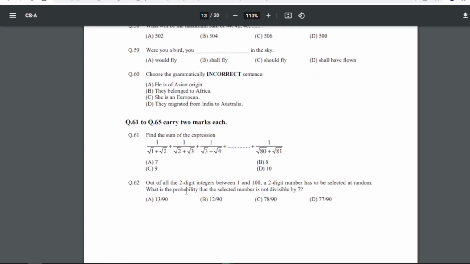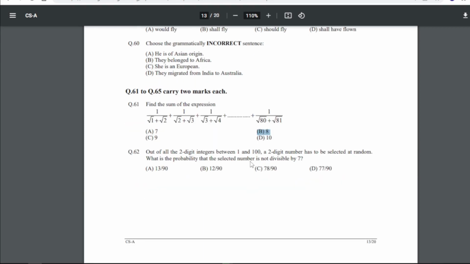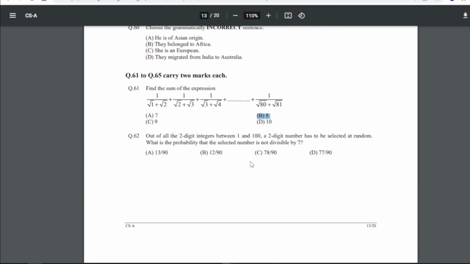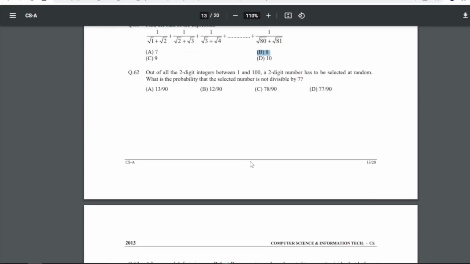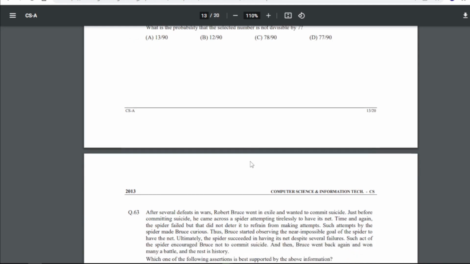61 is find the sum of the expression. So this is the expression that has been given, and if you solve this particular problem you will get the answer as 8, that is option B. Okay, now 62 is out of all the 2 digit integers between 1 and 100, a 2-digit number has to be selected at random. What is the probability that the selected number is not divisible by 7? So for 62 our answer will be D, that is 77 divided by 90.